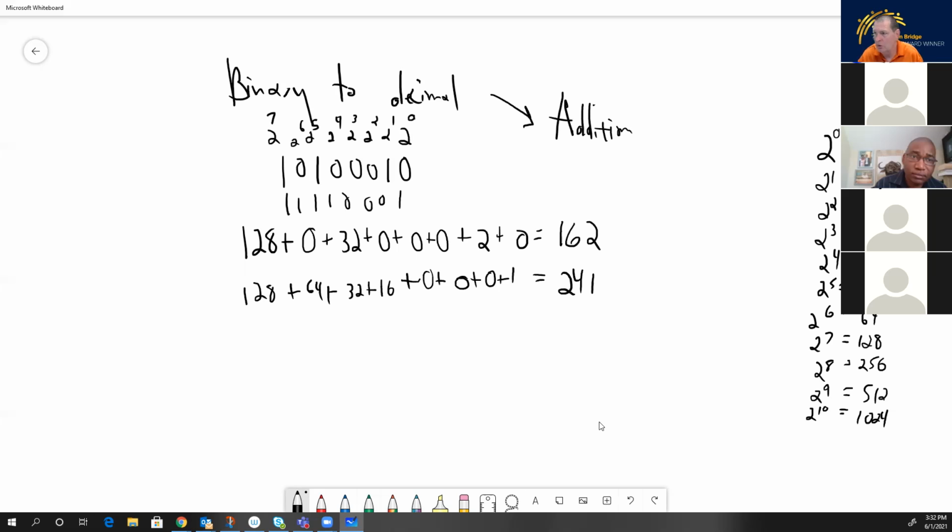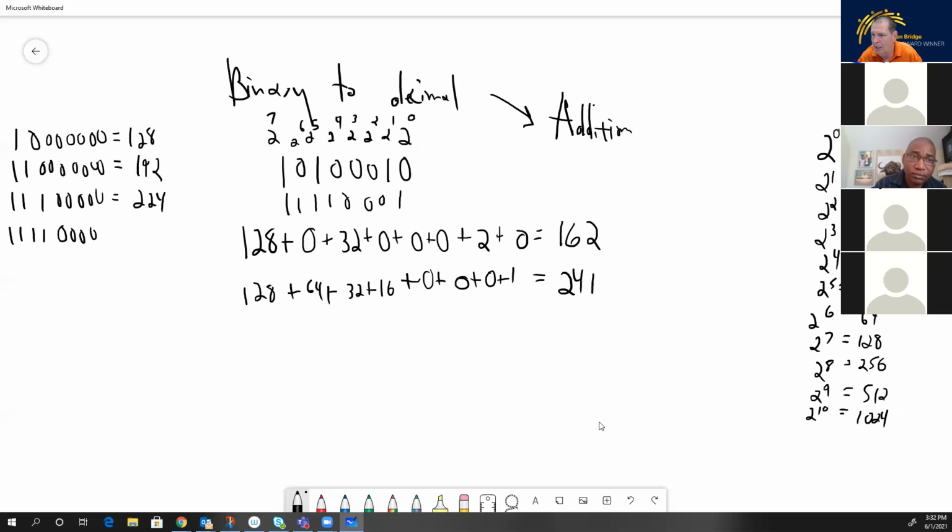One of the things I teach my students too, folks, is this. If it's all zeros, we know exactly what it is, it's 0. But if it's a 1 and 7 zeros, it's 128. If it's two ones followed by six zeros, it's 192. Three ones, it's 224. Four ones equals 240.